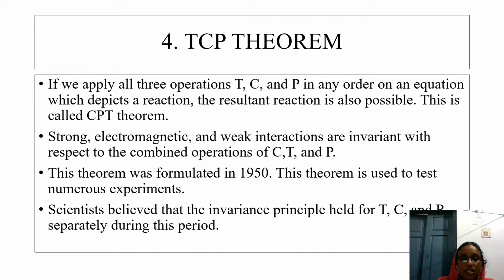Strong, electromagnetic, and weak interactions are invariant with respect to these operators. This can be in any order. There is no need for the order to be TCP. It can be in the form of CTP or CPT or PCT, etc. Any order we can operate on the interaction. Then all interactions are invariant under the TCP operation, the combined operation of time reversal, charge conjugation, and parity.